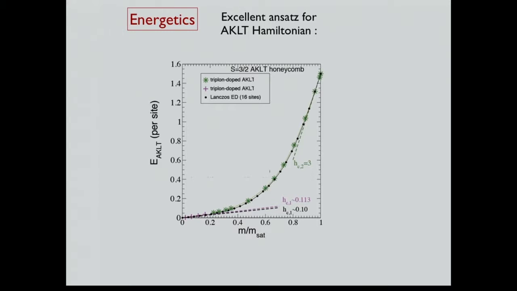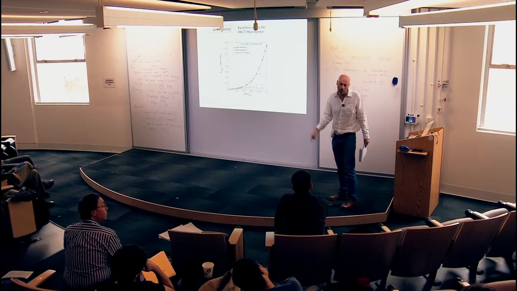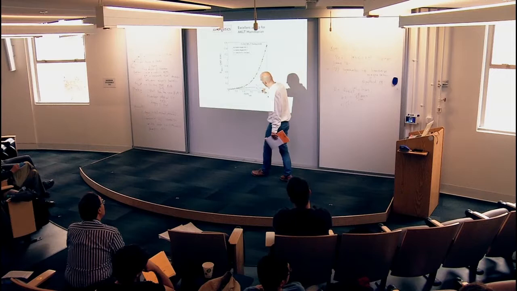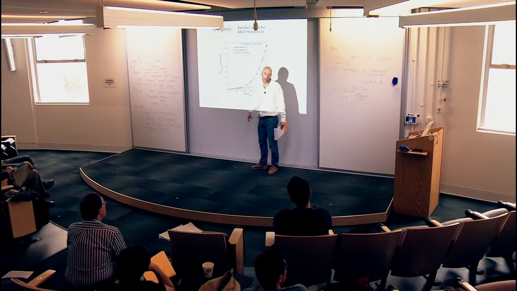Yes? What's the difference between the green and the purple? Okay, I didn't want to go into too much detail, but we actually have two parameters. We are not only mixing the triplet on the bonds, but we are also increasing the bond dimension. There is a slightly more complicated ansatz, but it's a bit technical and it doesn't do much. These data are just with the ansatz I showed you, these purple ones.